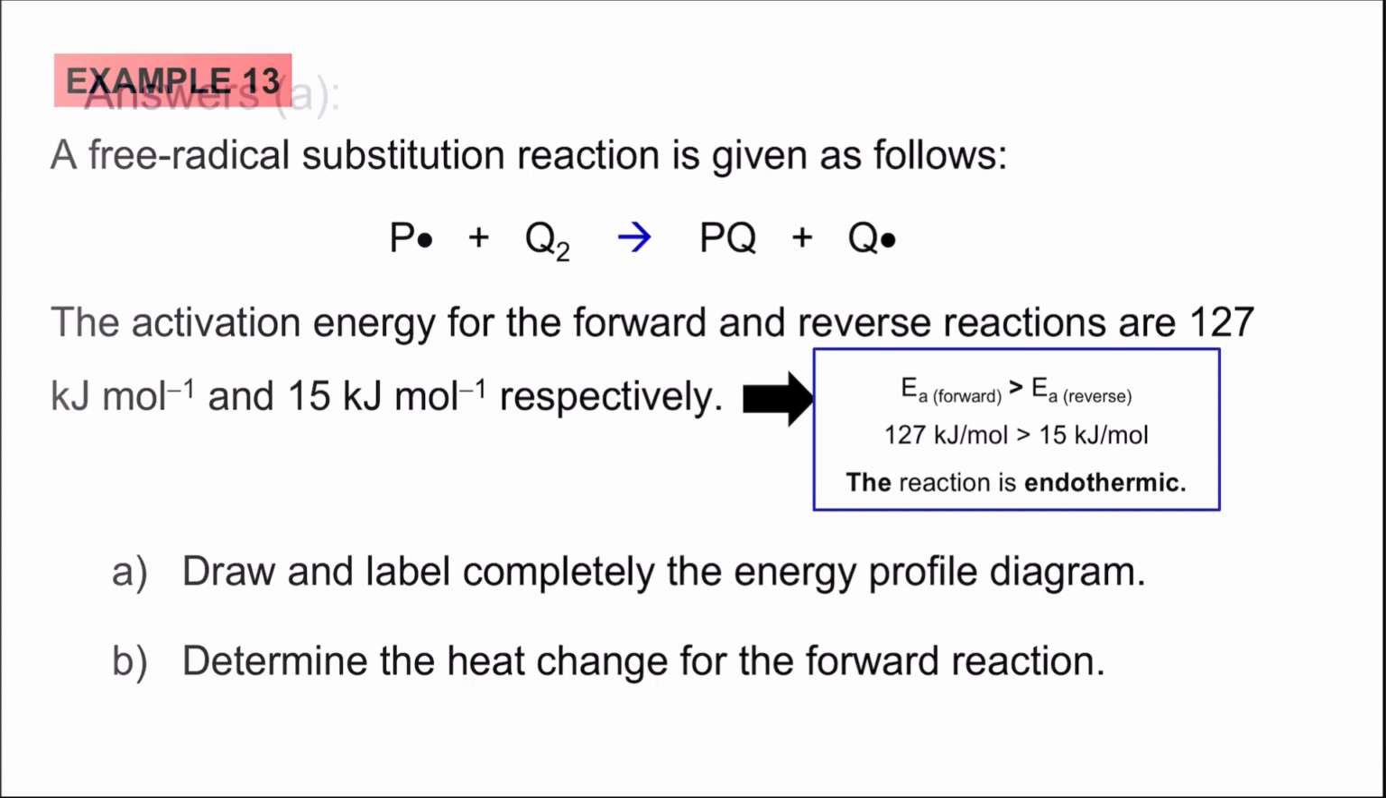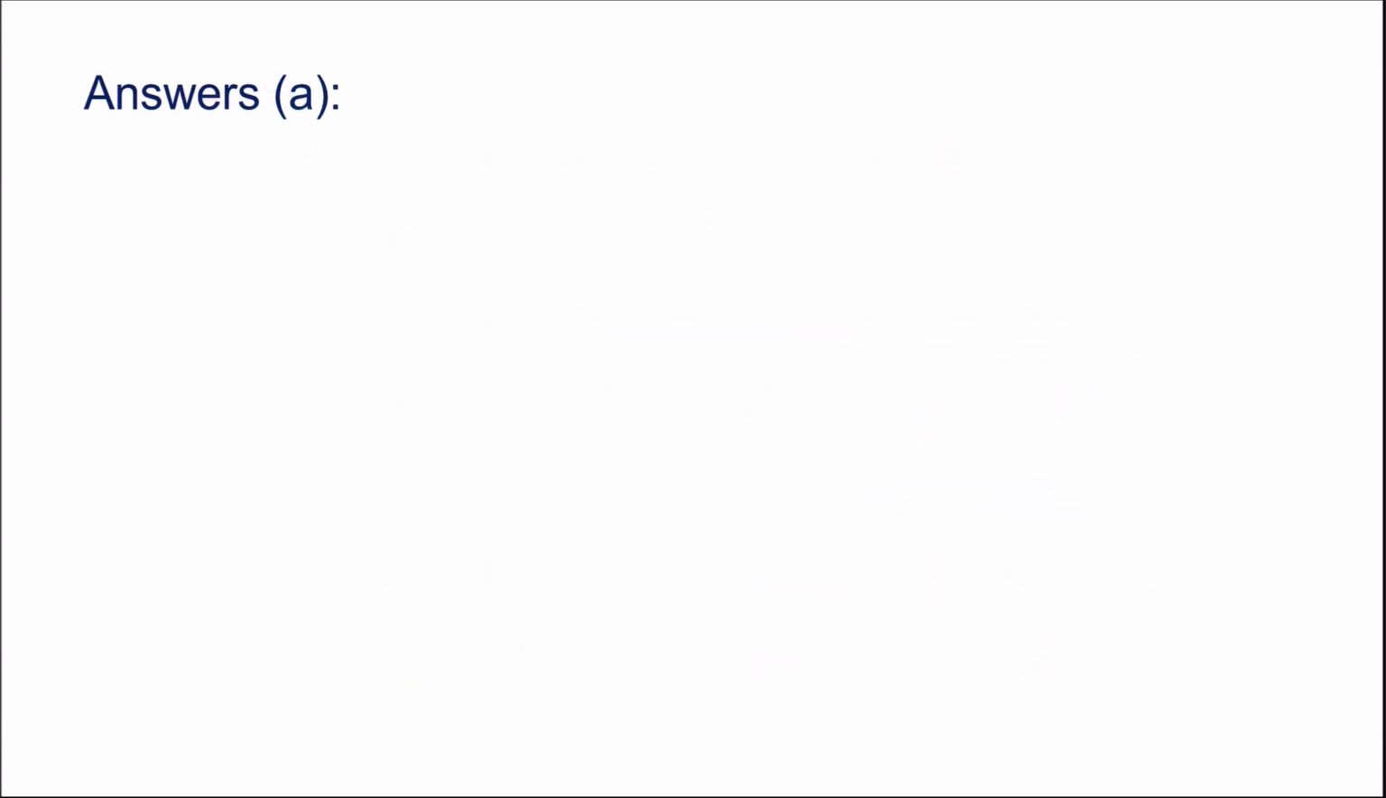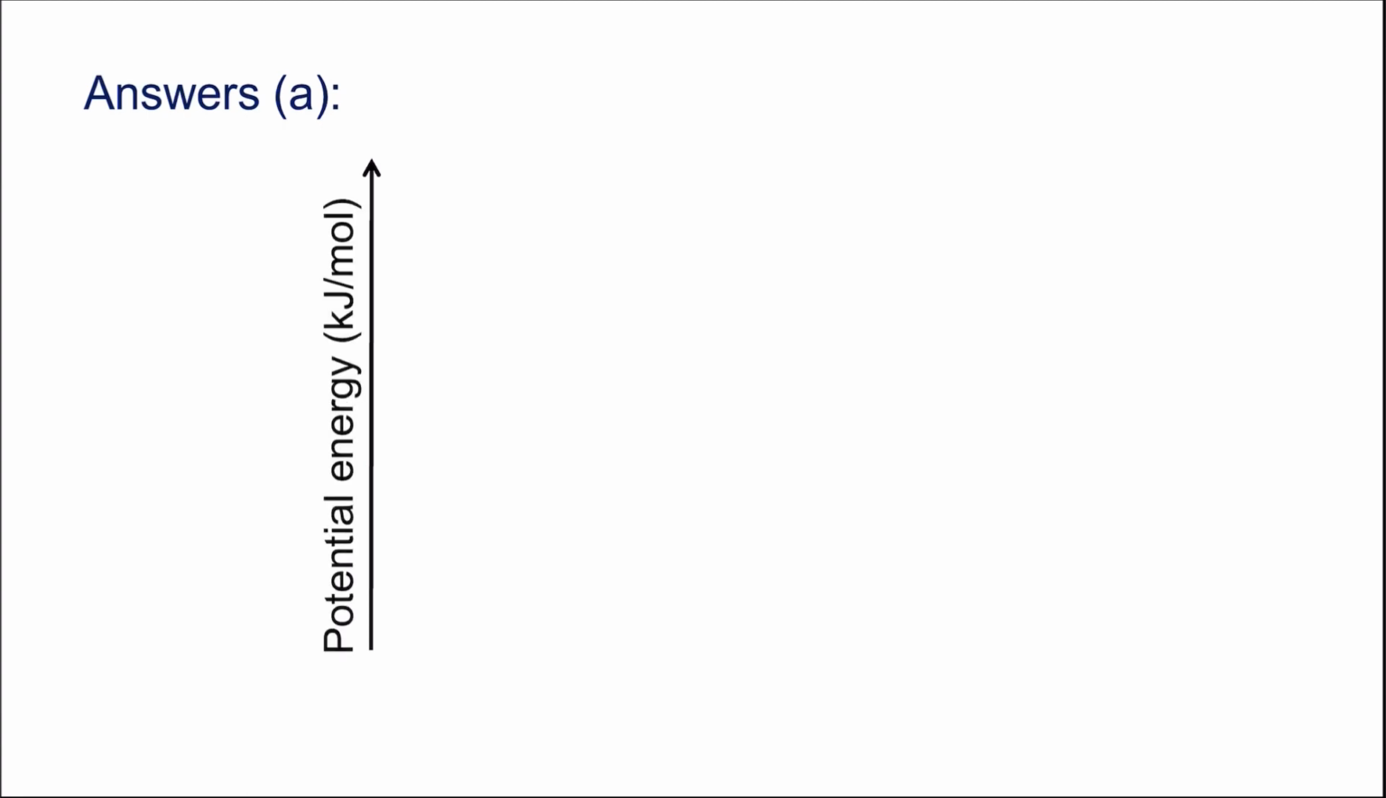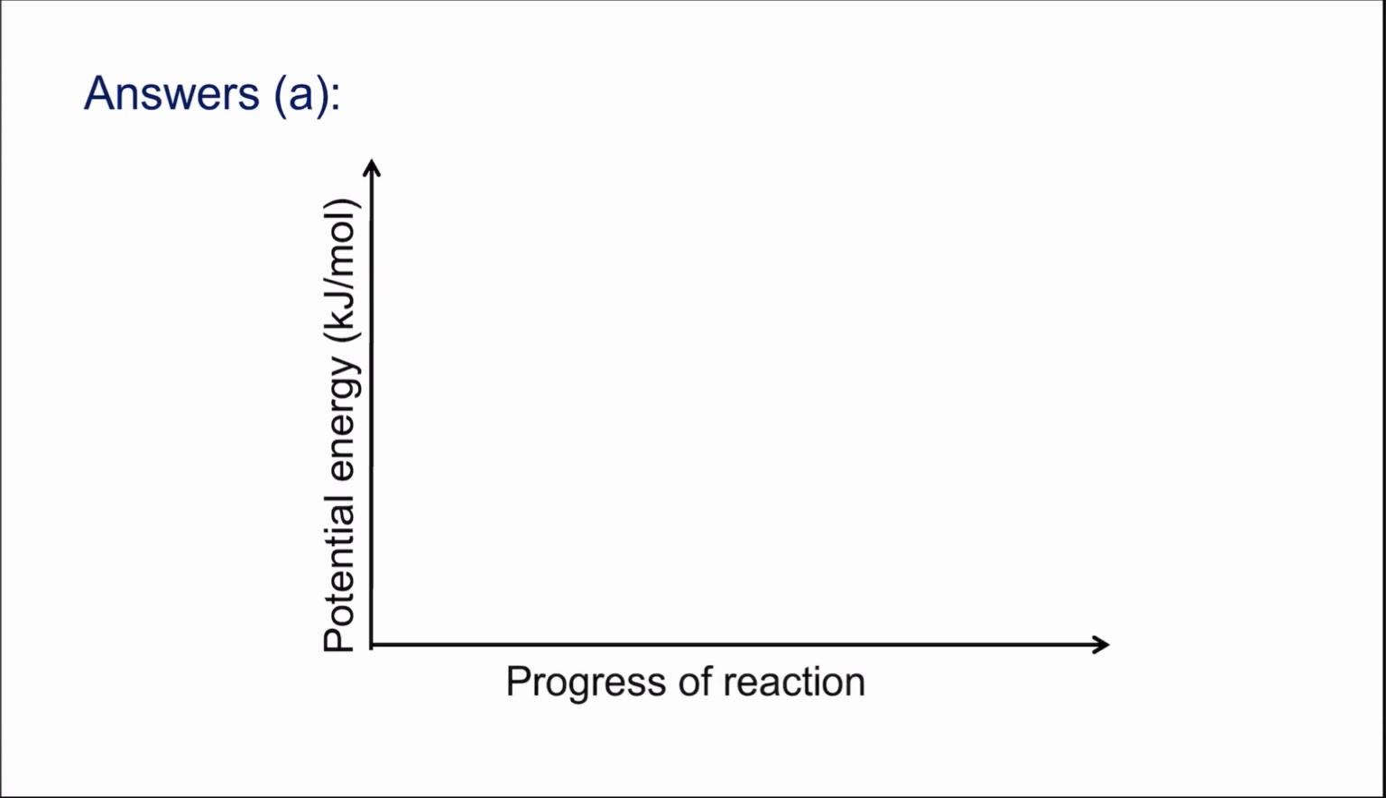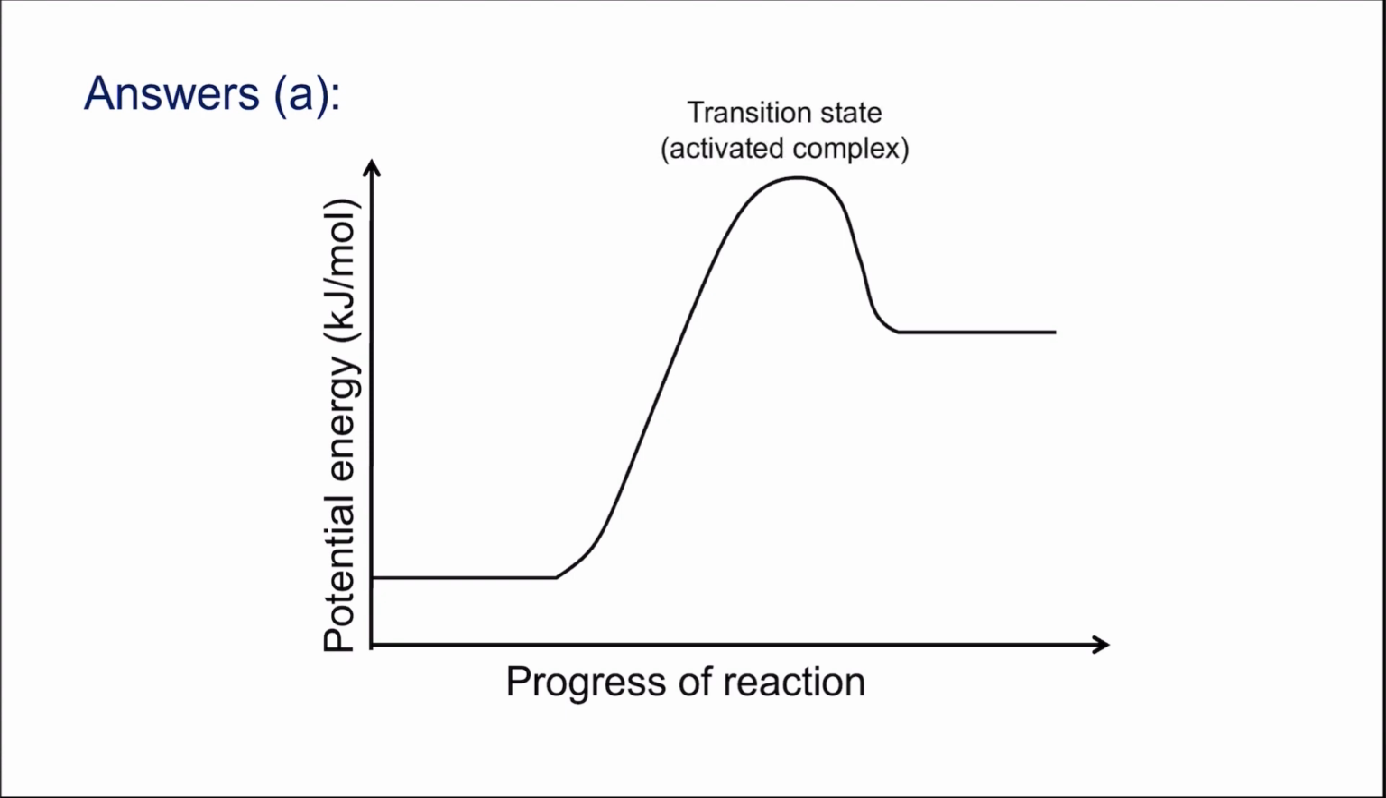Let's continue with the first question. A, saya akan draw dulu potential energy. Dalam kes ini, question dia bagi dalam kilojoule per mole. So, saya akan tulis unit yang betul kat sini. And then for x-axis, progress of reaction. And then untuk endothermic, energy reactant lebih rendah daripada produk. So, saya akan draw like this one. And then label transition state dekat atas, iaitu my activated complex.